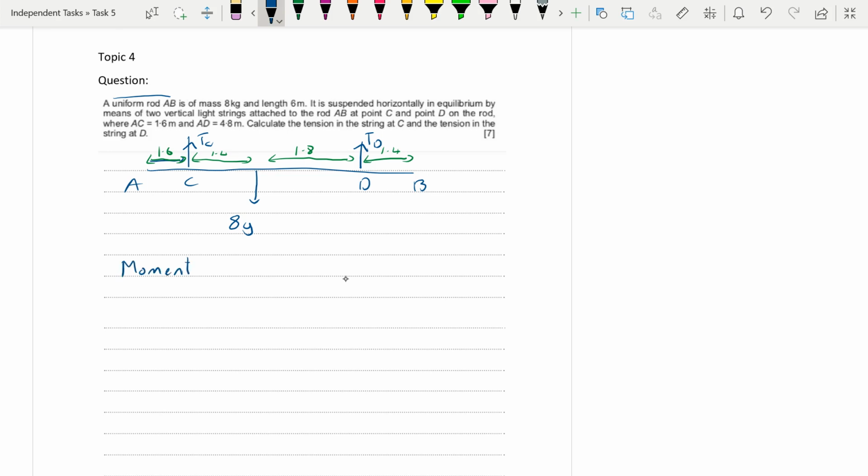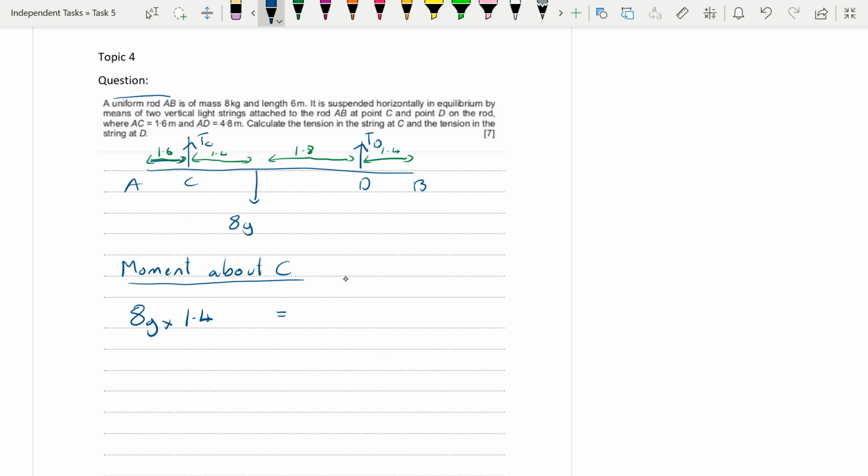Now, the benefit of taking moments is that if I take it about a certain point, I can eliminate the force at that point. So for example, I'm going to take moments about C. What that does is eliminate this TC. This disappears. Just remember, moment is force times distance.